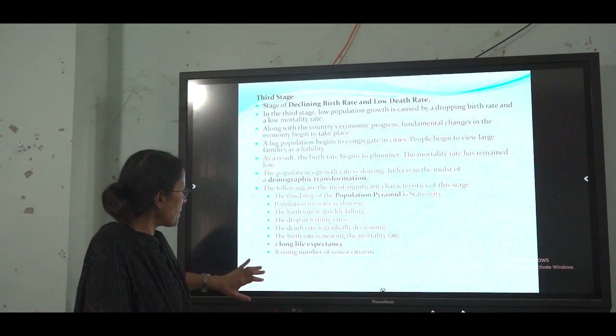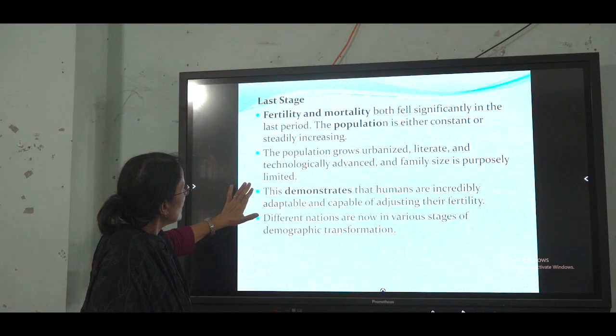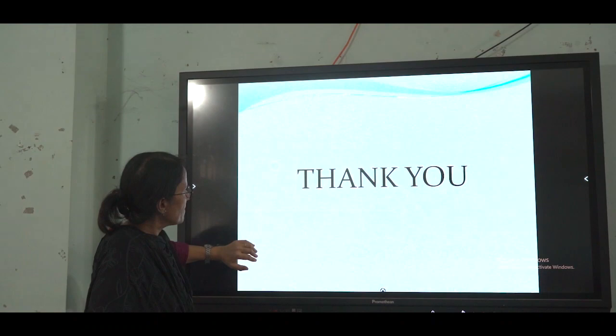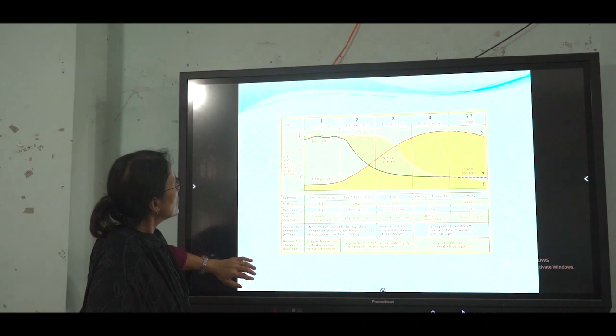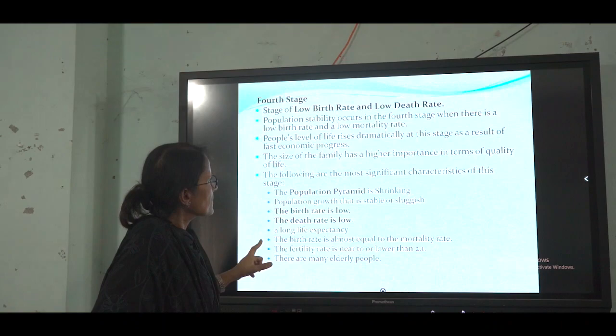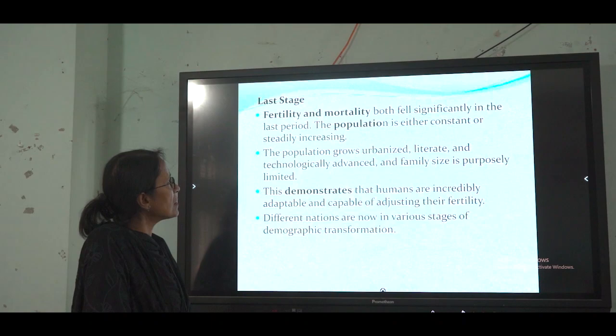So, the fourth stage. I have already discussed it. So I want to say that in the last stage of the demographic transition, fertility and mortality both fall significantly. The population is either constant or steadily increasing.